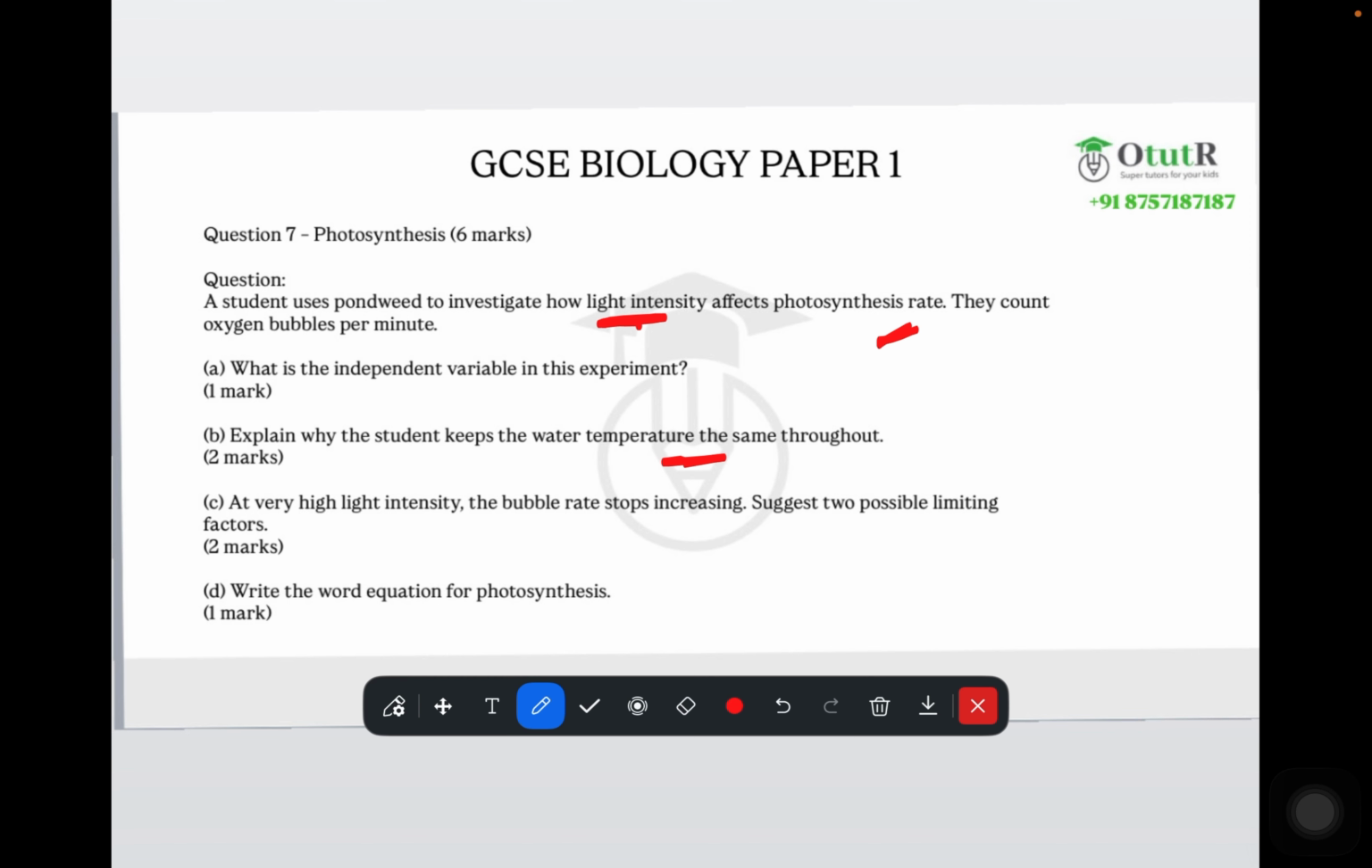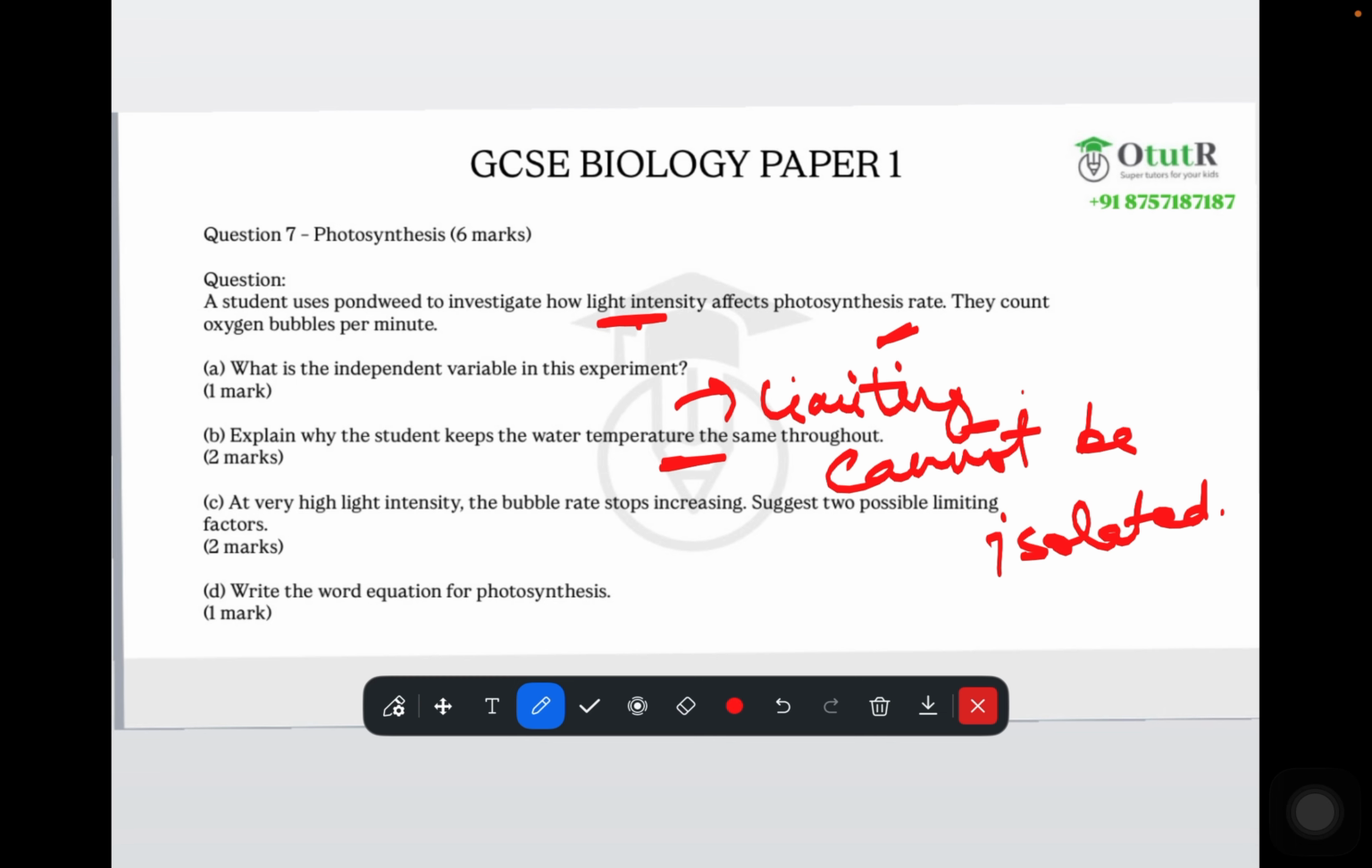Cannot be isolated. So you have to explain the relationship between the change in temperature and how it will affect the light intensity and thus photosynthesis rate. At very high light intensity, the bubble rate stops increasing. Suggest 2 possible limiting factors for this.